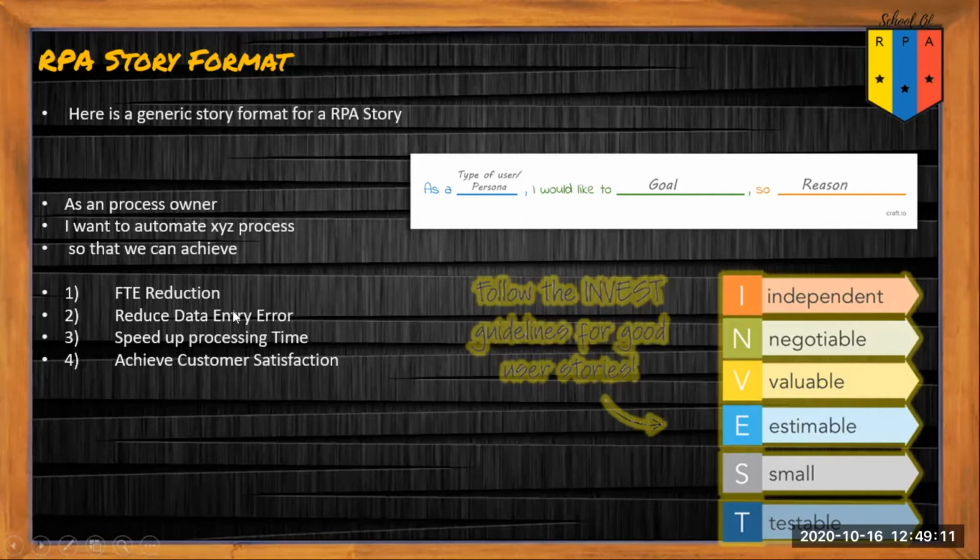Is it estimable? Yes. What is not shown here is that when we write this kind of a user story in Jira, we usually attach a PDD, that is process definition document, along with it. So based on that PDD, the amount of time to develop this user story can be estimated. Is it small? Yes, you can definitely see this is a very small user story, standalone also. And is this testable? Yes, it is testable because these four things can exactly be measured, right? So it is definitely testable.